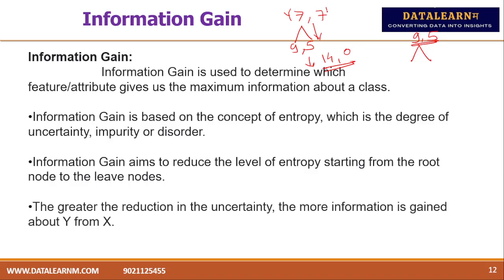Initially it was 7 yes, 7 no. Now it is saying that out of these 14, 9 yes are there and 5 no's are there. And in the last step, it is saying 14 yes and 0 no's are there. So step by step, you are getting the maximum information about a class. Which class? Yes class. So finally you are getting 14 0.